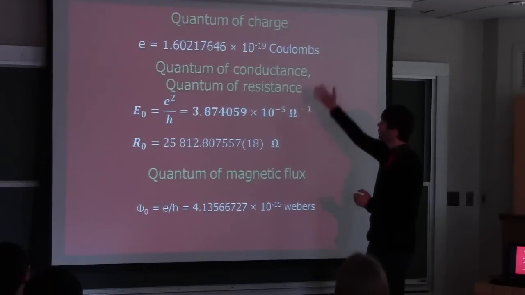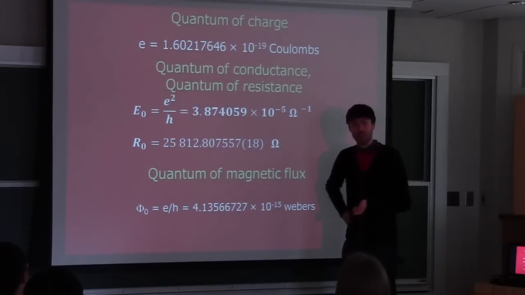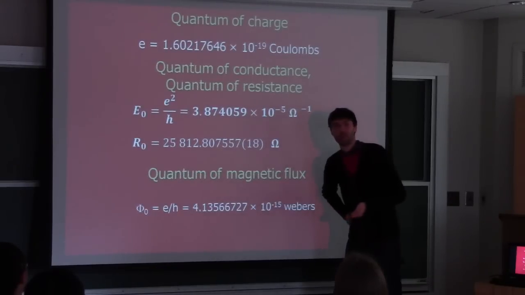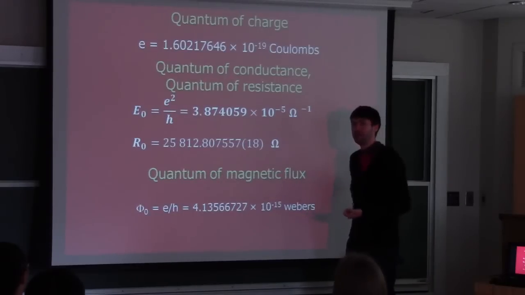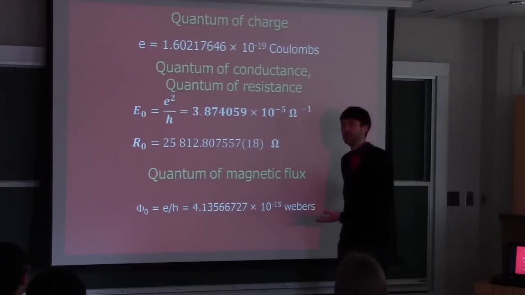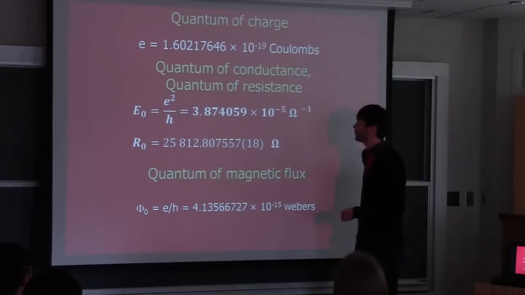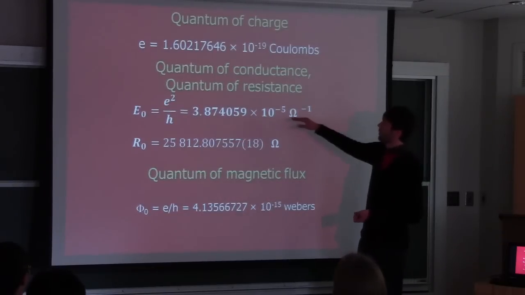So for, of course, the quantum of charge, if we can observe transport of electrons one by one through a certain structure, we will immediately see that the transport properties such as conductance, current, voltage are quantized in the units of charge. This one is a little bit less trivial.